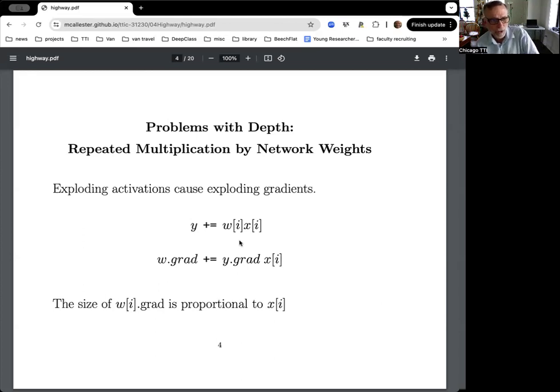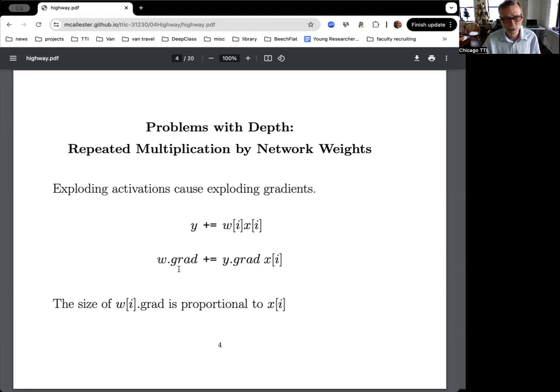Okay, so this is what I just said. I tried to say it intuitively. This is saying it more explicitly. What's happening here is that if we take the gradient on the weight, we have a gradient on the output y, and the gradient on the weight is the gradient on y times the value of x. So I just said, if the values of x get too large, the gradients get too large. And this equation is explaining that.